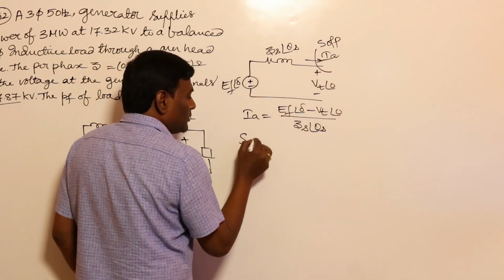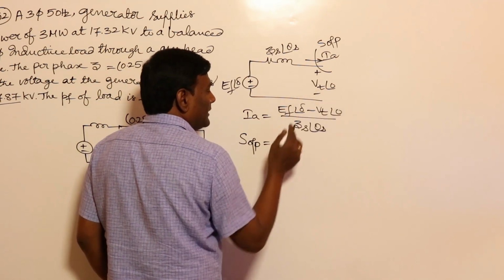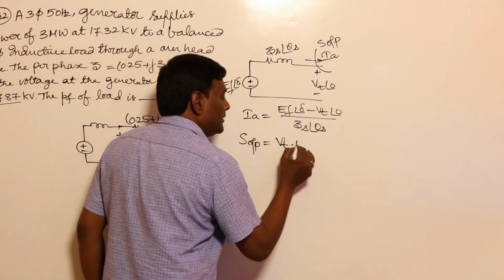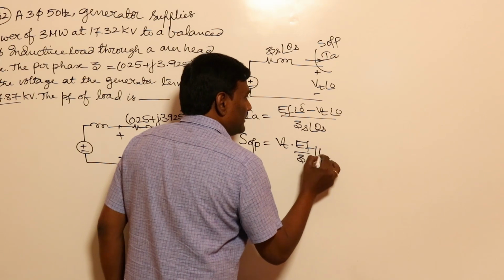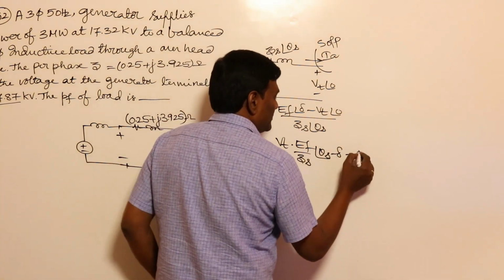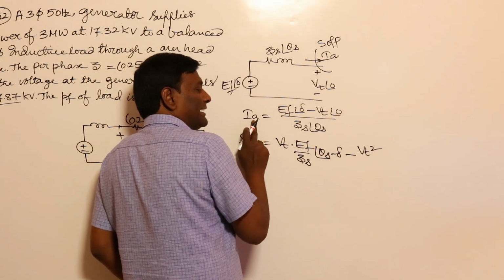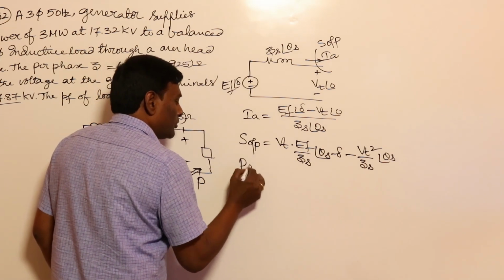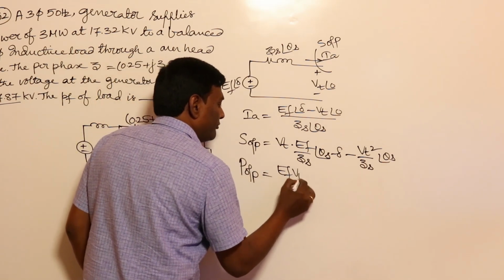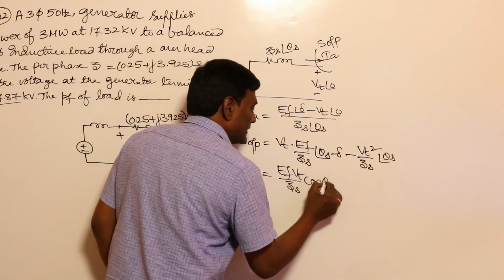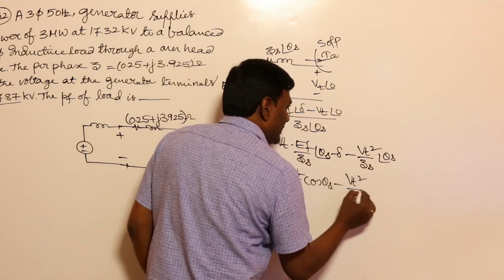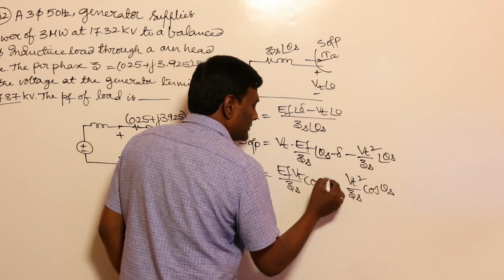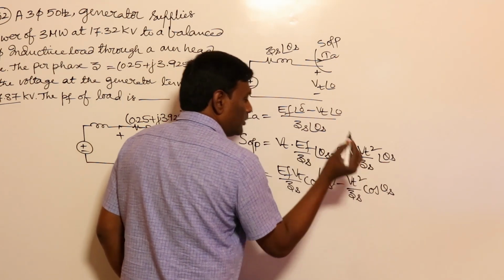So what is S output? It is VT into IA complex conjugate, in the sense EF by ZS at an angle theta S minus delta, minus VT square divided by ZS at an angle theta S. So what is P output? It is going to be EF VT by ZS cos of theta S minus delta, minus VT square by ZS cos theta S.